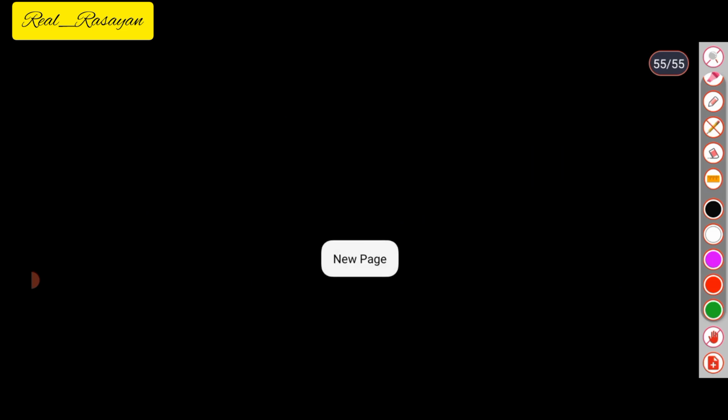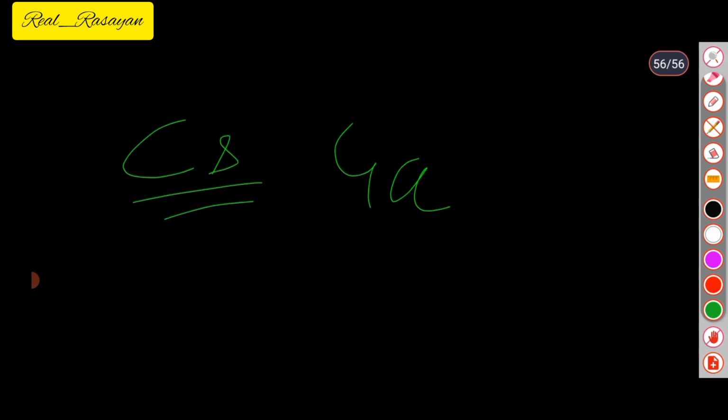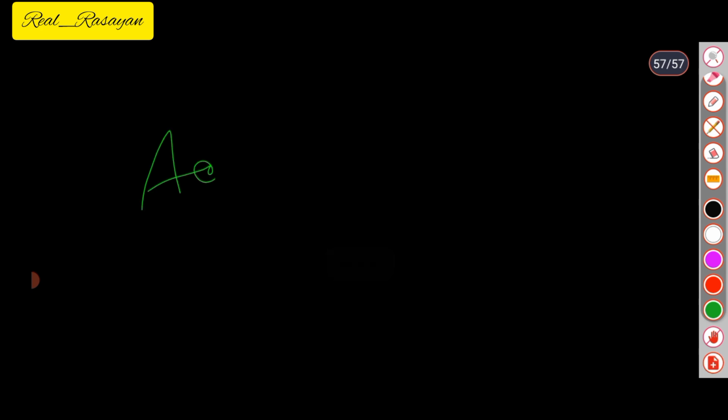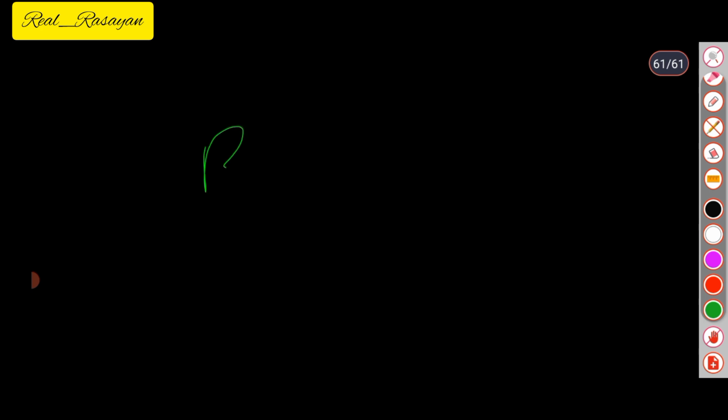Now next point is name the metals which are soft and can be easily cut with a knife. Lithium, sodium, potassium. Name the metals which can be melted on putting in your palm. That will be cesium and gallium. Good conductor of heat and electricity, silver. Bad conductor of electricity, mercury. Metal which is liquid at room temperature, mercury. Non-metal which is liquid at room temperature, bromine.